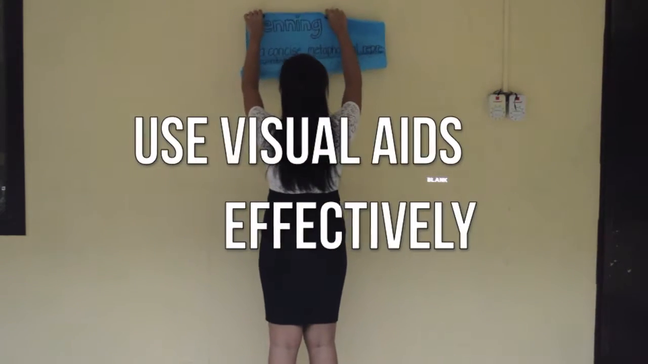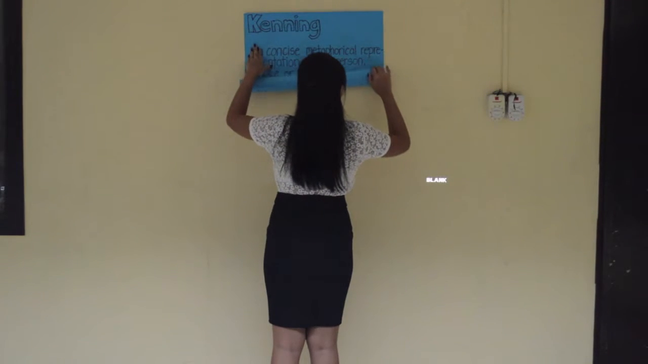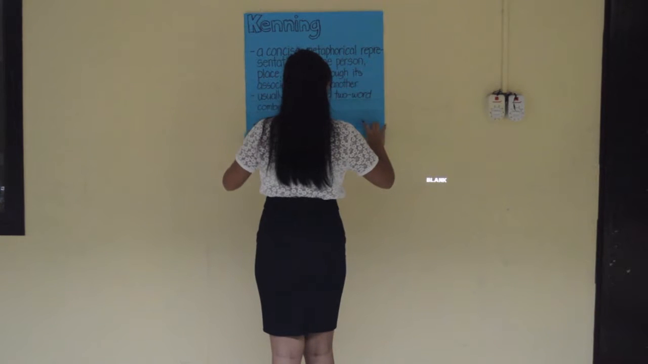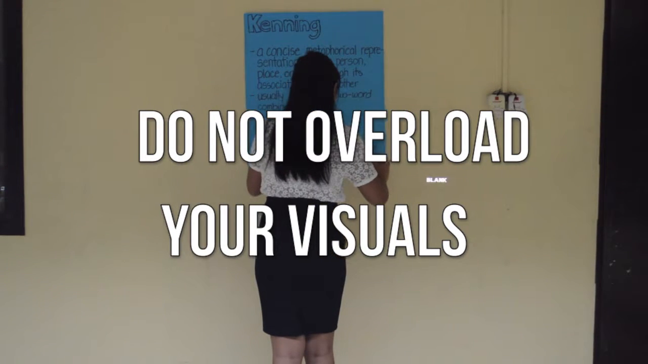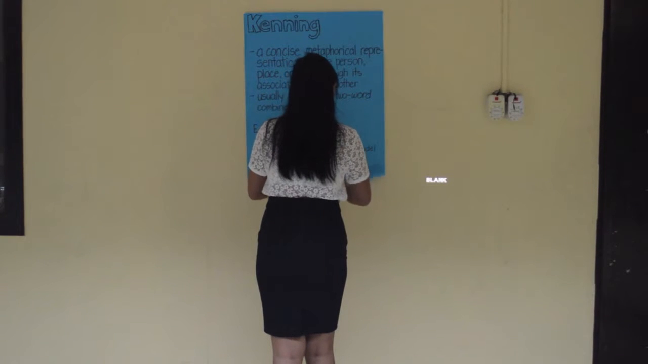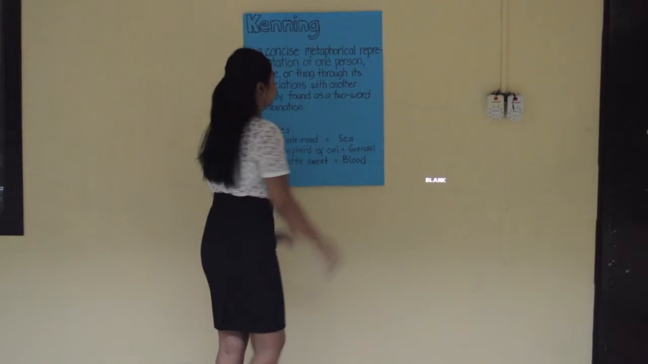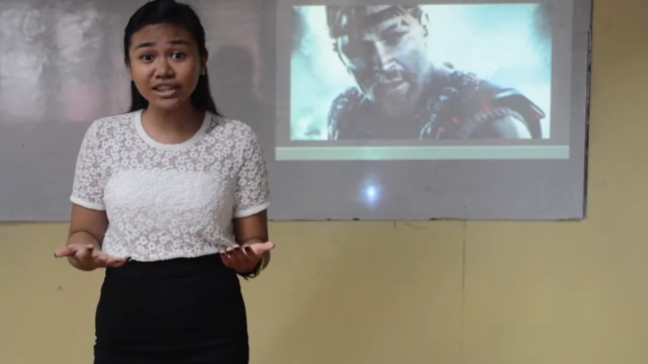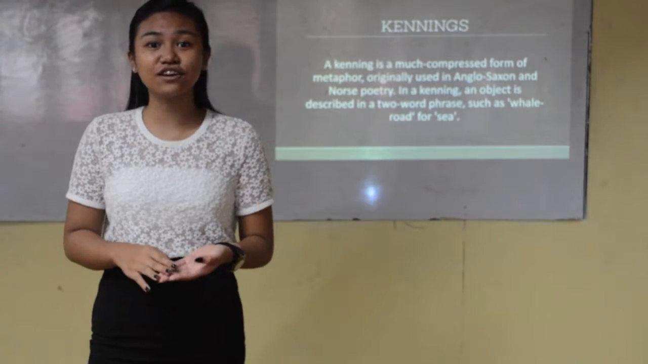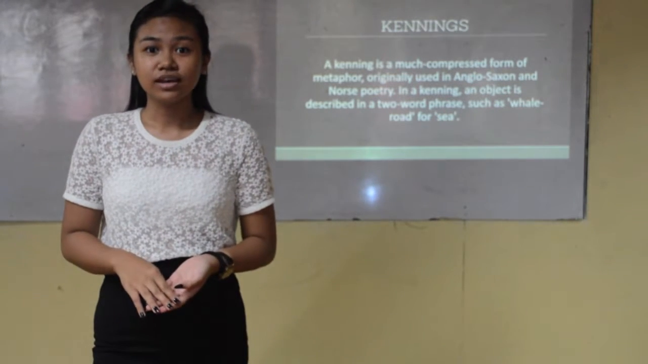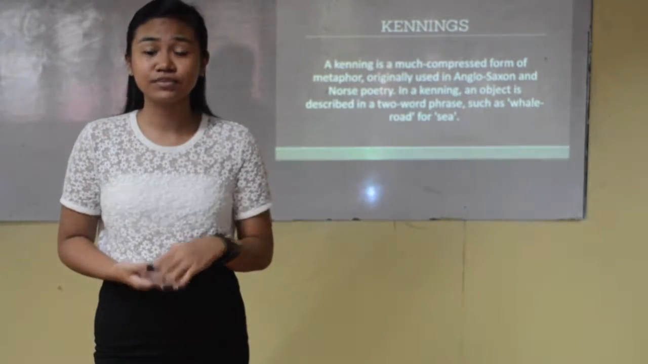Next, use visual aids effectively. If you are going to use the traditional materials and visuals, make sure that they support what you are saying. Do not overload your visuals. Or, if you will use a PowerPoint presentation, make sure that the students can see the slides. Do not read from a slide.